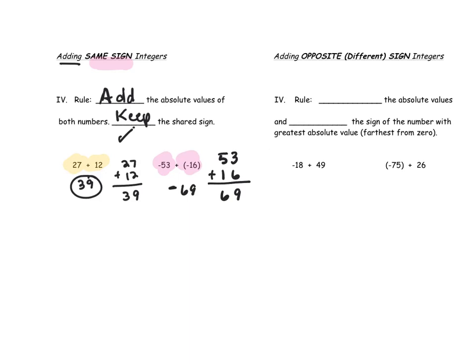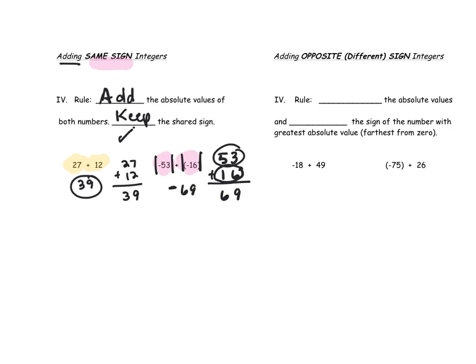If you recall, too, in case I confused you, the absolute value just means how far is this number away from 0? Well, it's 53 counts. How far is this number away from 0? Well, it's 16 counts. We're basically ignoring the signs until the end when we realize that they're both negative, so the answer is going to be negative.